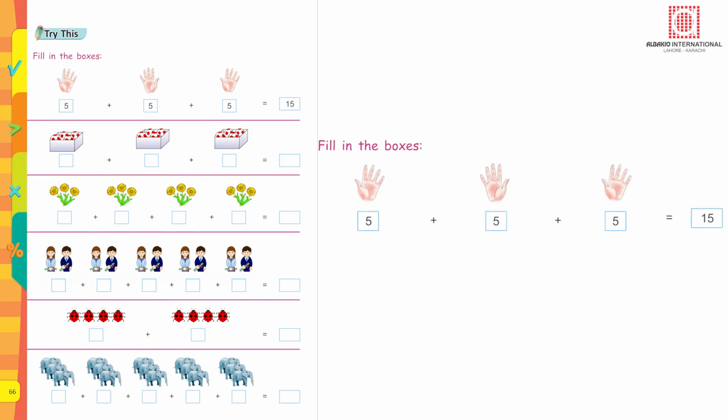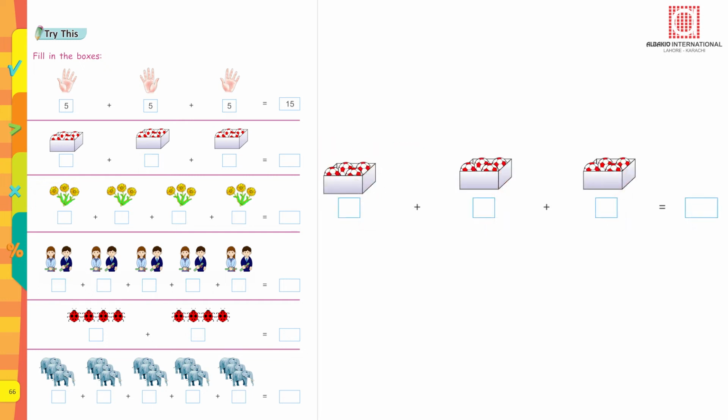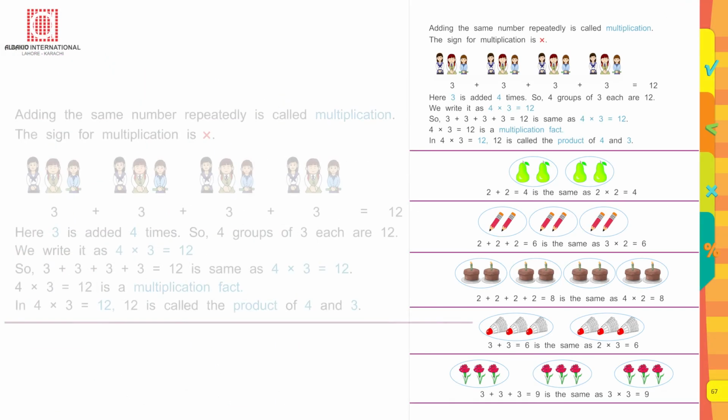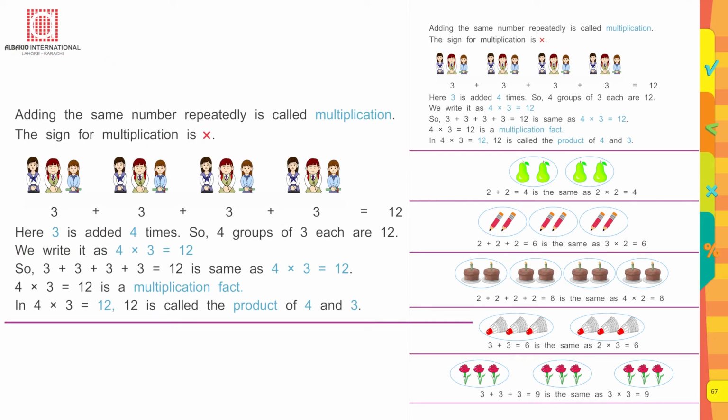In our hand, how many fingers do we have? Yes, we have 5 fingers. How many hands are shown here? 3 hands. So each hand has 5 fingers. 5 plus 5 plus 5 is equal to 15. Now look at the next. How many boxes are here? Yes, 3. And how many balls are there in each box? 4. So it is 4 plus 4 plus 4 is equal to 12. Do the rest yourself.